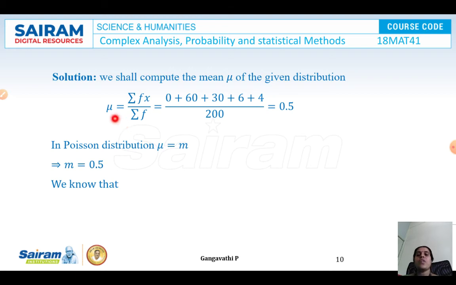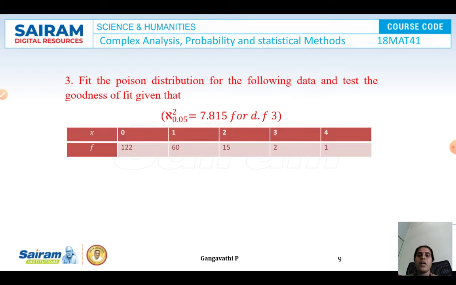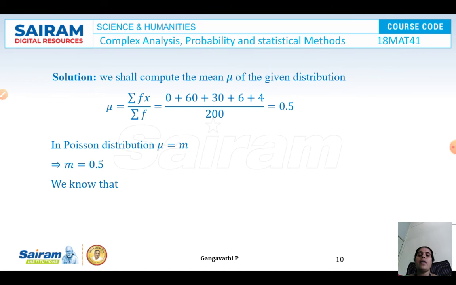So for the Poisson distribution, mu is equal to summation fx by summation f. Summation fx is evaluated as 122 into 0 plus 60 into 1 plus 15 into 2 plus 2 into 3 plus 1 into 4, divided by summation f, the sum of all the frequency values, which is 200. Therefore mu happens to be 0.5. So for a Poisson distribution, mu is m, therefore m is equal to 0.5.